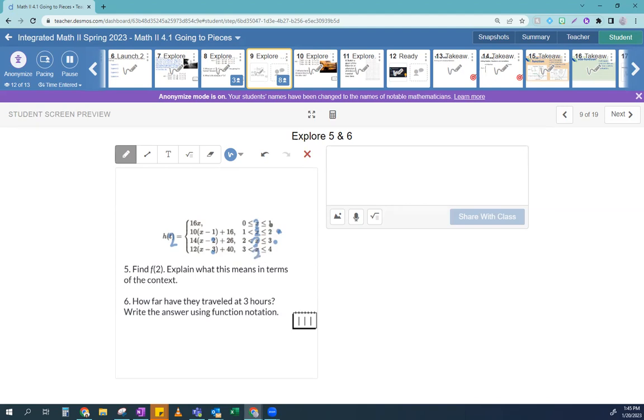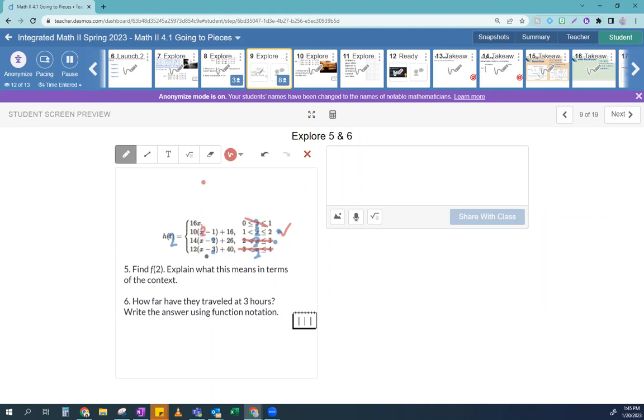Is 2 less than or equal to 1 and greater than 0? Everyone says no, right? Is 2 less than or equal to 2 and greater than 1? And someone says yes. Is 2 less than or equal to 3 and greater than 2? Ms. Johnson, 2 and 2 though. I know, but is 2 greater than 2? Are you taller than yourself? No. Okay. Is 2 less than 4 and greater than 3? No. So it's got to be this one, Miss Johnson. Yeah.